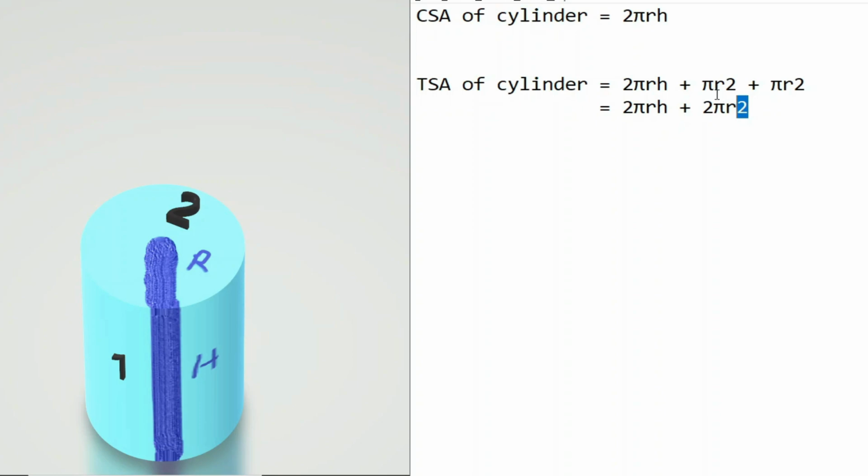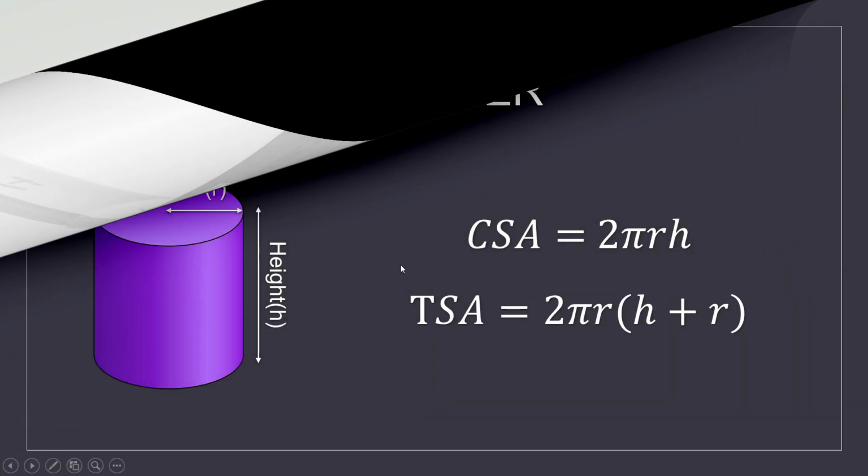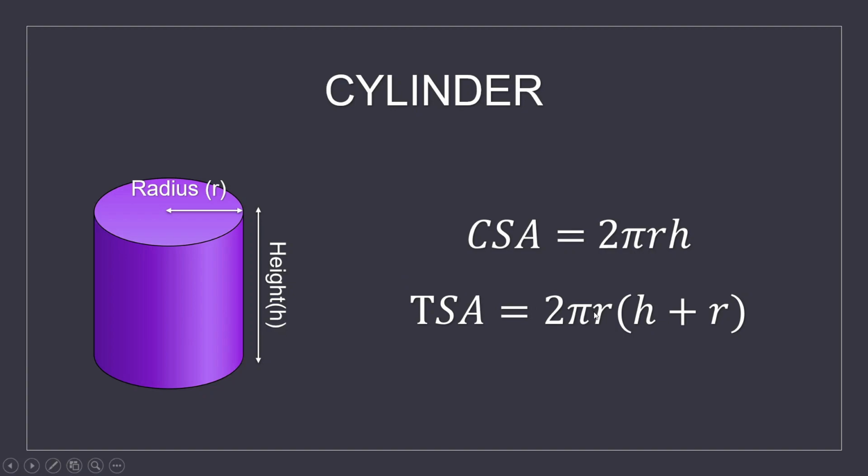Okay, so now we have 2 pi r common in both the terms, right? So we will take 2 pi r common, and we will have h in the first term, and here there was r square. r square means r into r. So if we take 1 r common, we will have another r here. So our total surface area of a cylinder will be 2 pi r times h plus r, right?